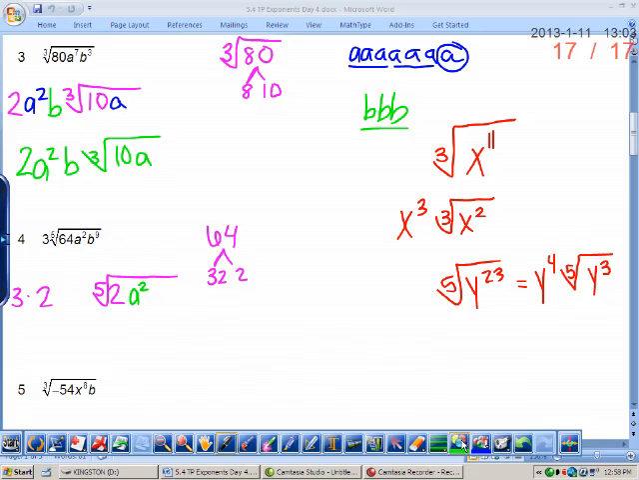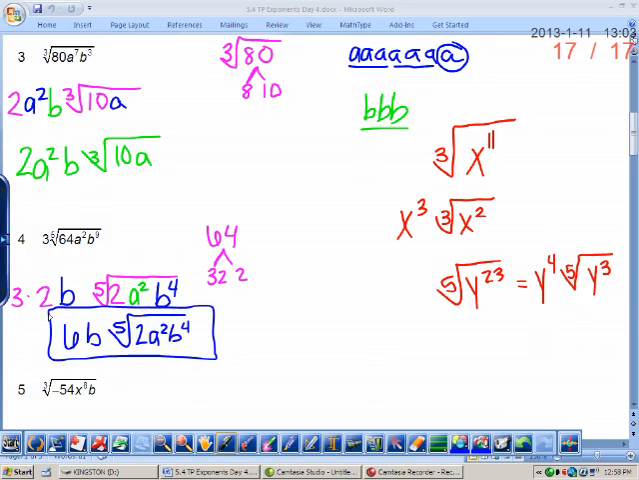How about the 5th root of b to the 9th? Okay, 5 goes evenly into 9 how many times? Once. And then what's our remainder? Our remainder is 4. So this is b, and then b to the 4th. 3 times 2 times b is 6b times the 5th root of 2a squared b to the 4th.